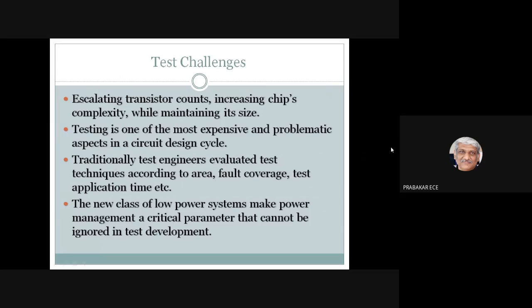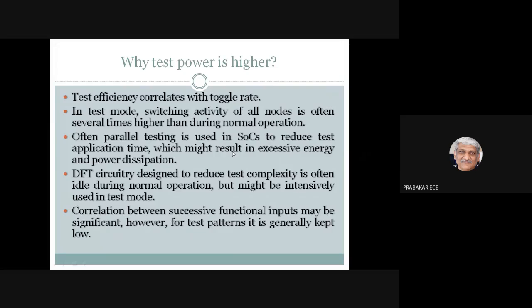Why is the test power higher? Because the test efficiency correlates with the toggle rate. How will you find out whether my testing is okay? I have to check all possible combinations, all possible ones and zeros, so the number of toggles will be very high. Whenever toggling is very high, the dynamic power consumption will be high, so the overall power consumption will also increase. So in the test mode, the switching activity of all the nodes is often several times higher than in normal operation.